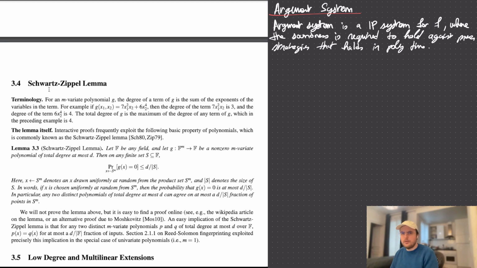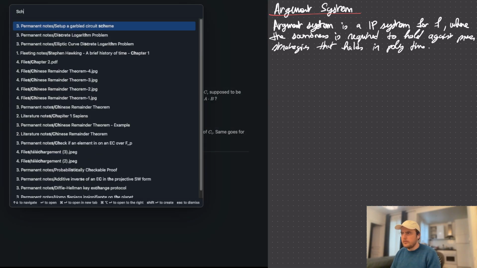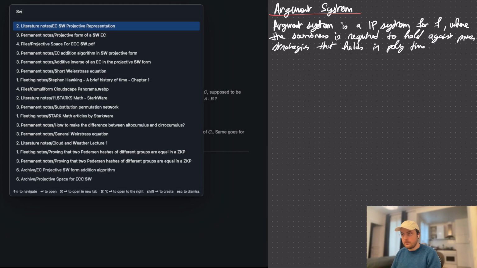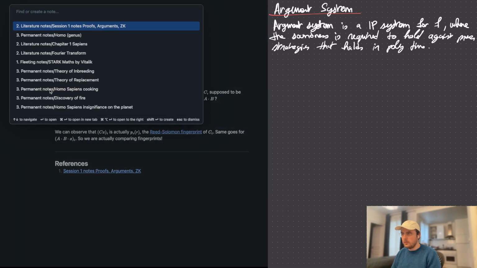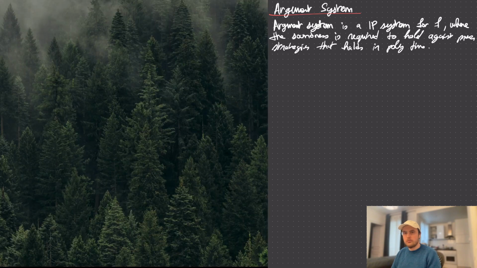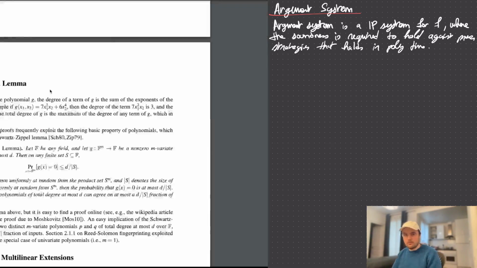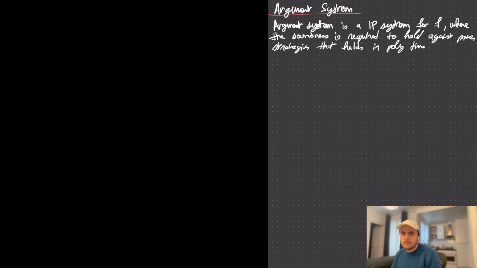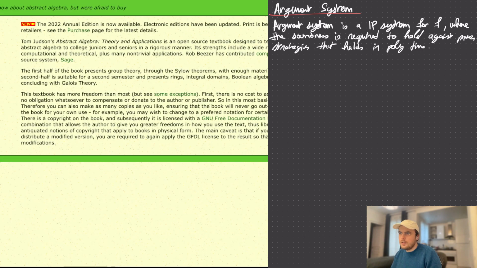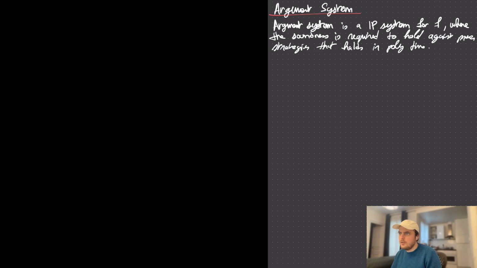I think it's funny, but I already have notes about this, if I'm not mistaken. I know this stuff. I don't know where, but I read it. I think I read it in Abstract Algebra by Judson. It's definitely here.